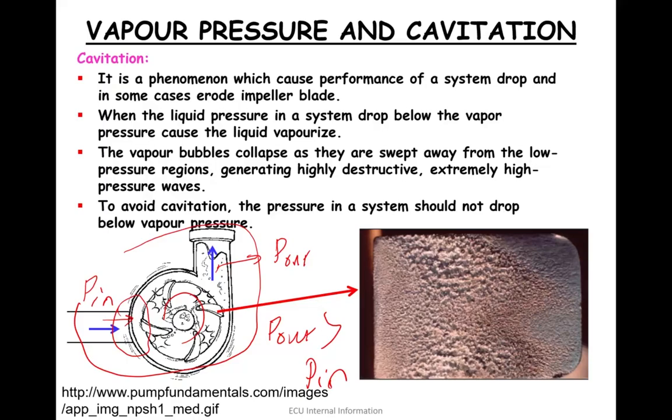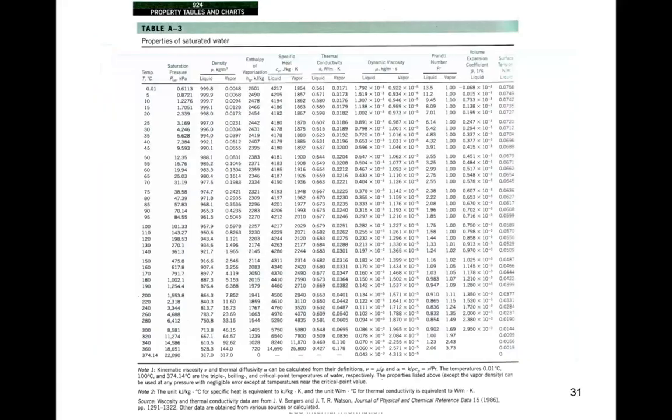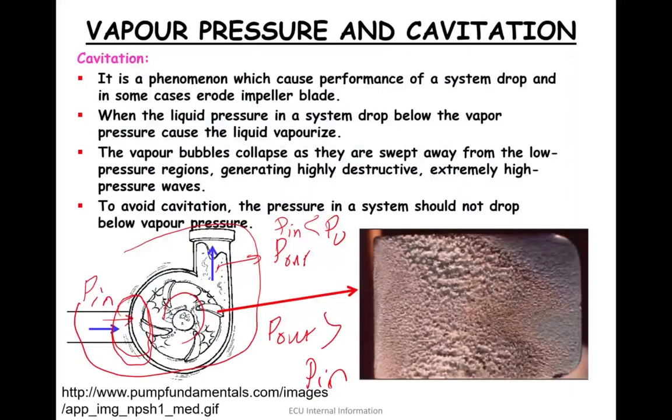Now, this is how a pumping system works. Now, imagine the pressure at the inlet becomes lower than the vapor pressure. If this becomes lower than the vapor pressure, then what will happen? If the pressure is lower than the vapor pressure, then boiling starts to happen. That means bubbles start to form.